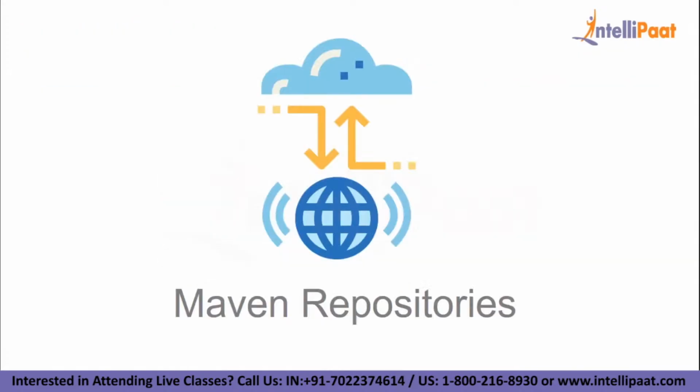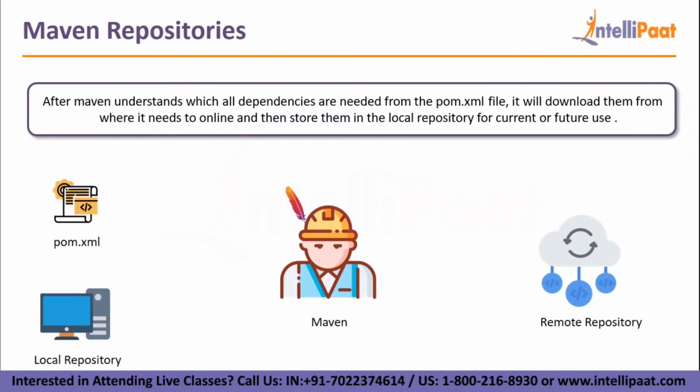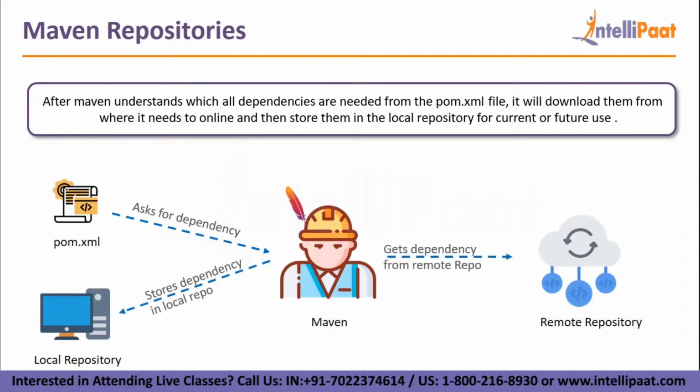Maven repositories. After Maven understands which dependencies are needed from the pom.xml file, it will download them from where it needs to online and then store them in the local repository for current or future use. What this means is that when you write the source code, you require some dependencies, and when you need to build it, you will mention those dependencies in your pom.xml file. So when Maven goes through the pom.xml file, it knows which dependencies are needed. It then accesses remote repositories to download those dependencies, and then it stores them in a local repository for either current use or future use.